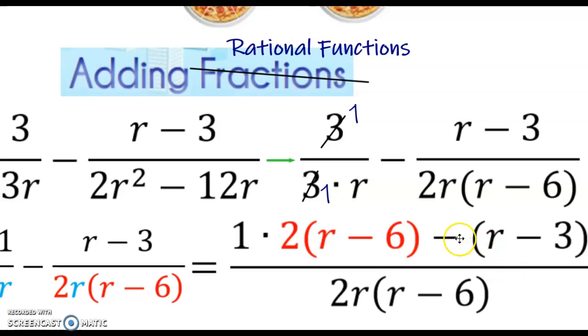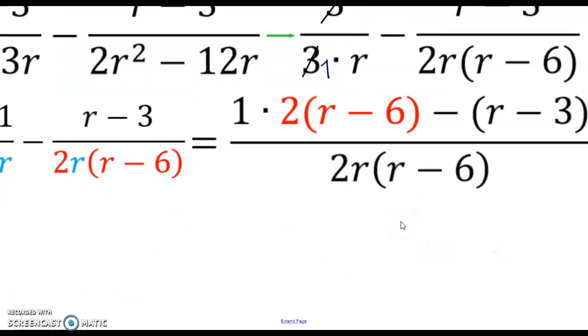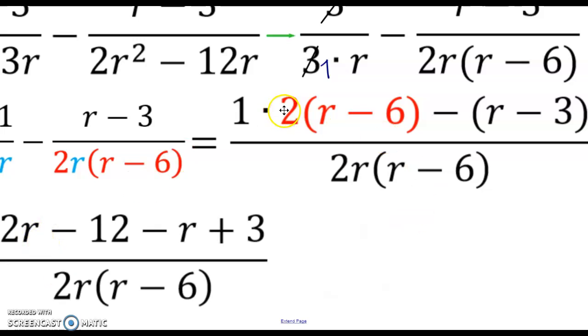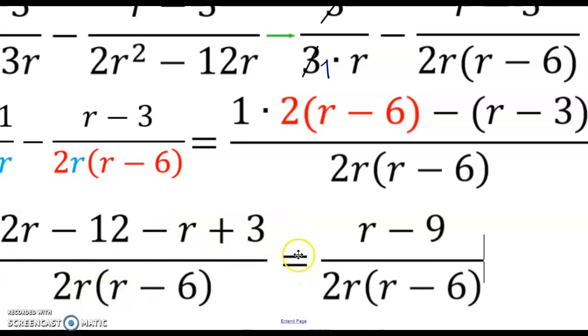And then all we do is multiply and then subtract our numerators, keeping the denominator the same. So when we distribute this 2, we end up with 2r minus 12. And when we distribute the negative, it becomes minus r plus 3. Again, the denominator stays the same. We combine like terms and we end with r minus 9 over 2r, r minus 6.